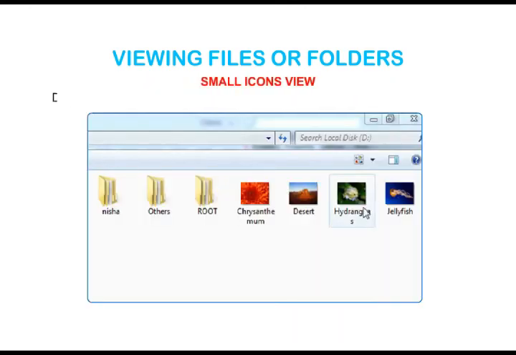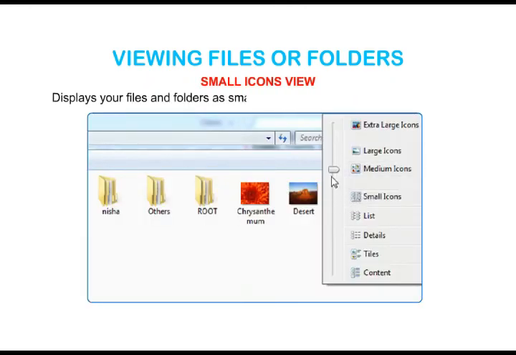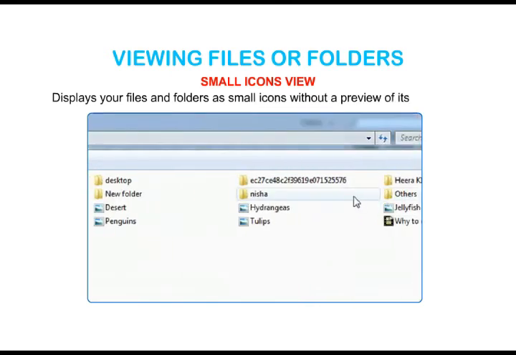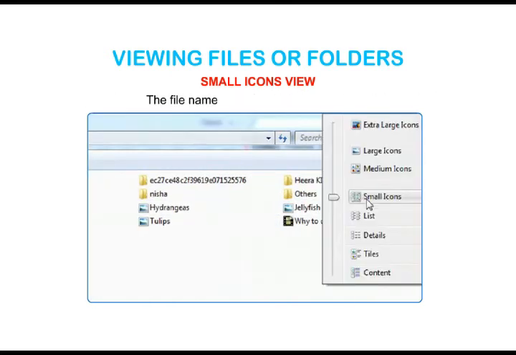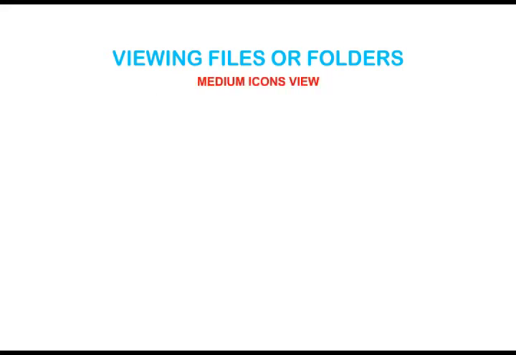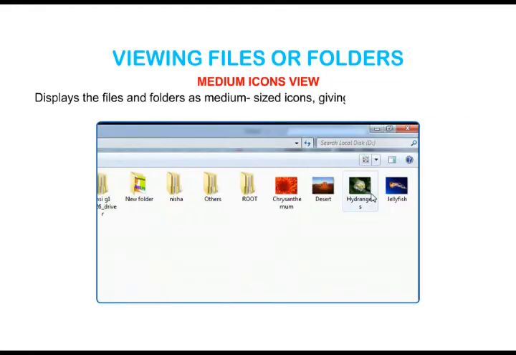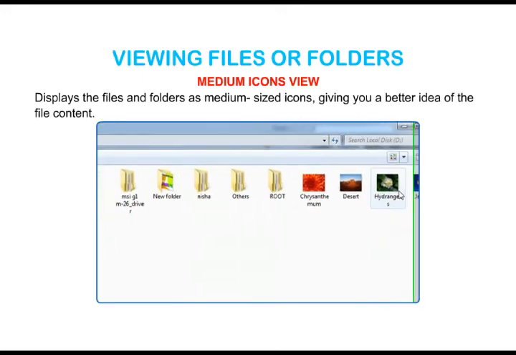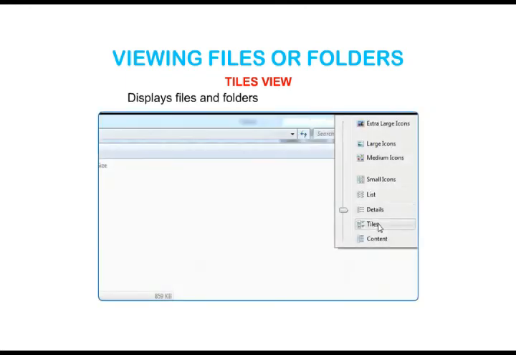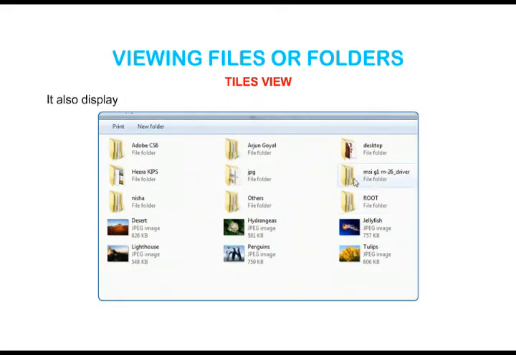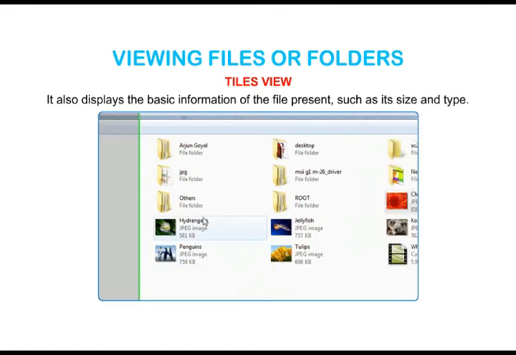Small Icons View displays your files and folders as small icons without a preview of its contents. The file name is displayed next to the icon. The Medium Icon View displays the file and folders as medium-sized icons, giving you a better idea of the file content. Tiles View displays files and folders as medium-sized icons. It also displays the basic information of the file present, such as its size and type.